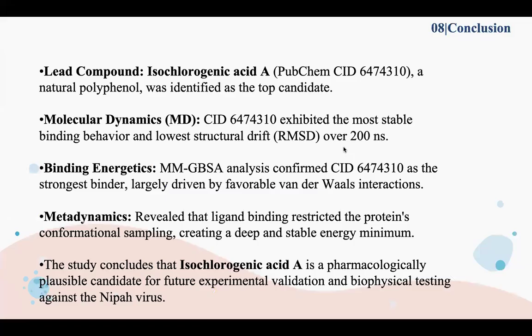In summary, our computational workflow successfully prioritized isochlorogenic acid A as a top lead for inhibiting the Nipah virus. Our next step involves moving from the computer to the lab for biochemical validation.